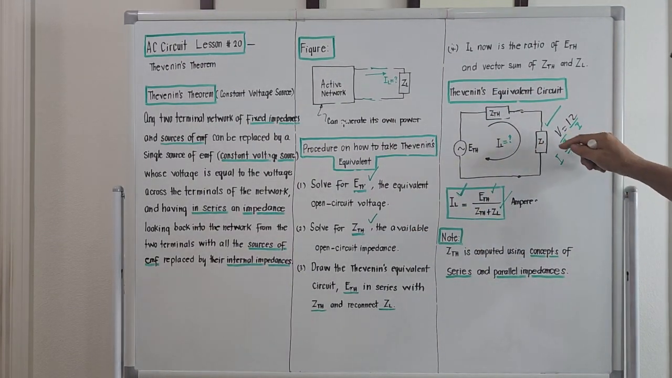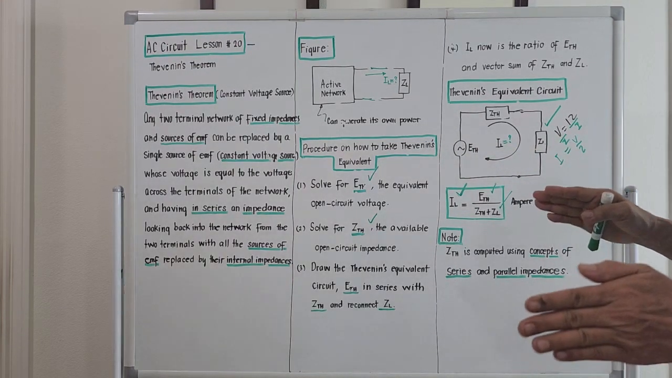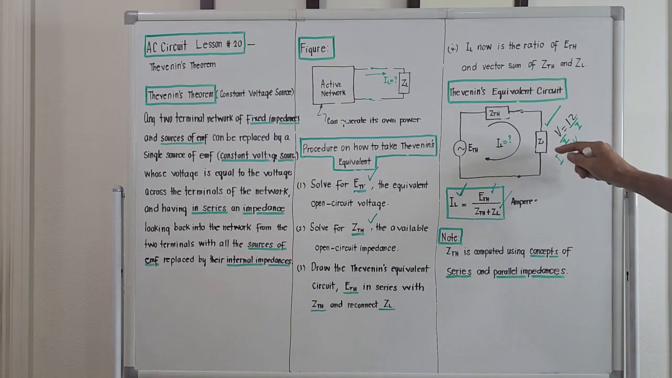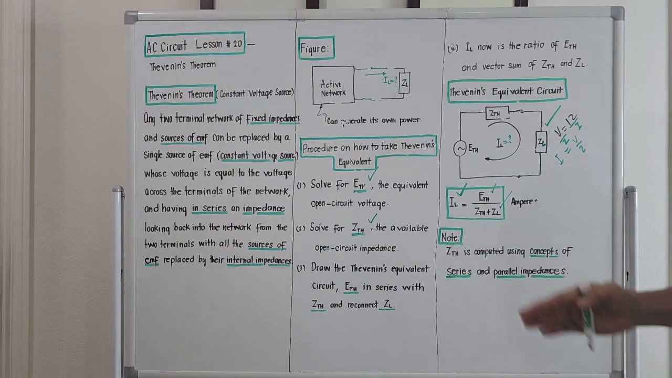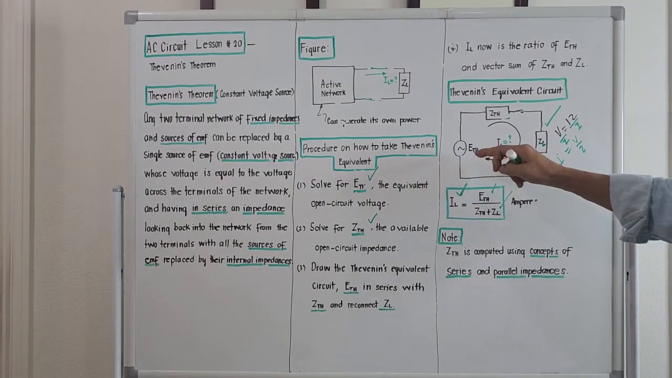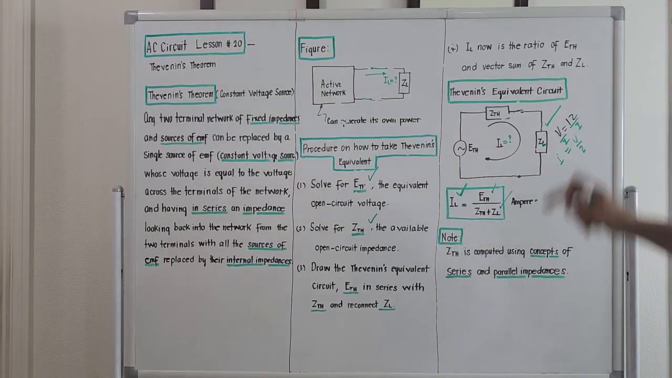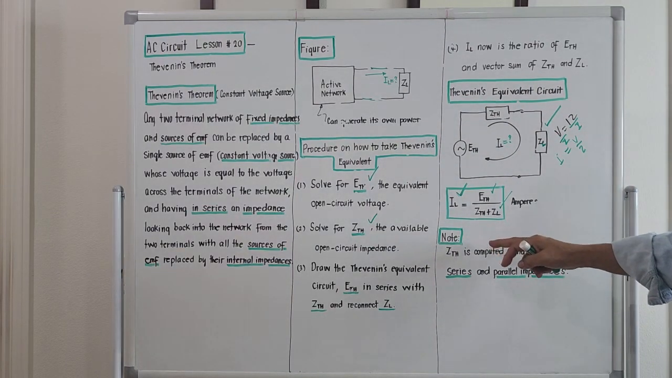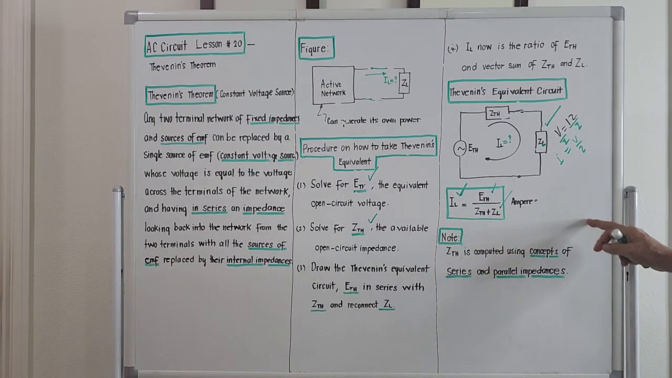So to compute the current passing through this load, the main concentration of the problem is on the computation of the current that will be drawn by the load. That is just the main concentration. We just make it simple so we could understand it. So IL now will be this voltage here divided by the vectorial sum of ZTH and ZL. Okay, there is a note on the computation of ZTH. ZTH is computed using the concepts of series and parallel impedances.